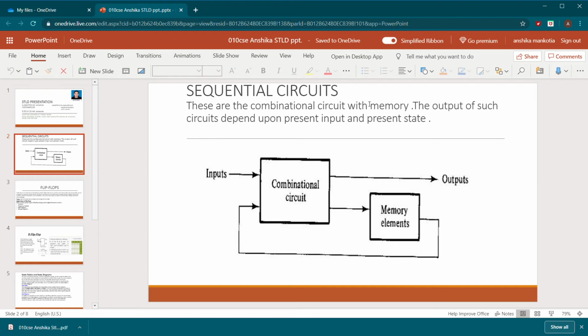Now, there are two types of sequential circuits, synchronous and asynchronous. Synchronous are those which run with the same clock pulse, for example, flip-flops, and asynchronous are those which run with different clock pulses, for example, latches.